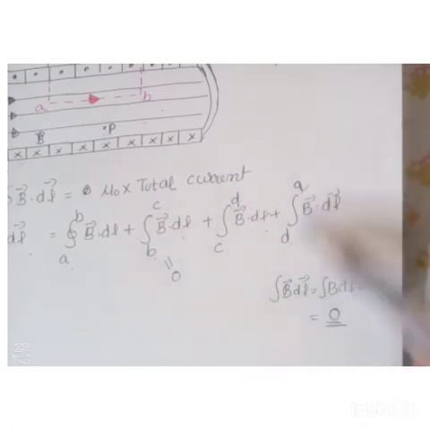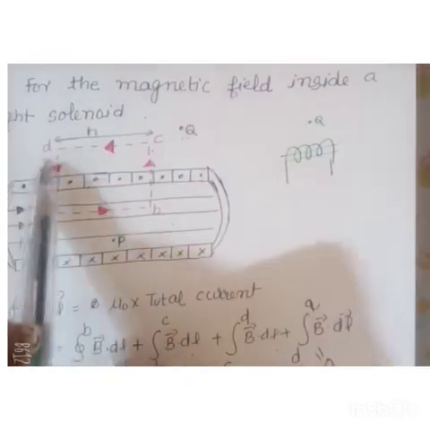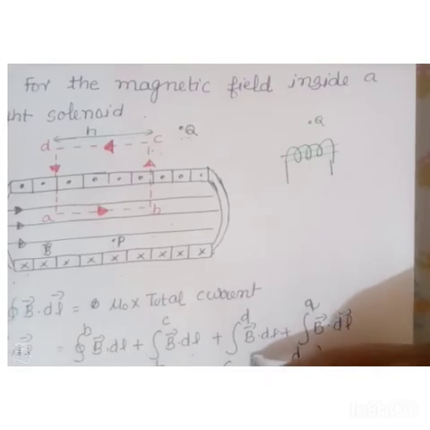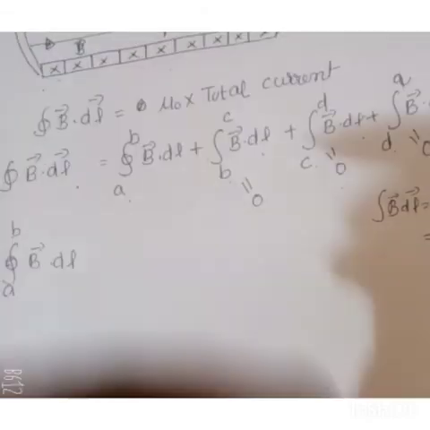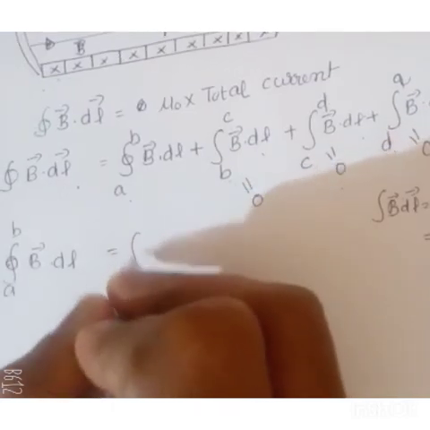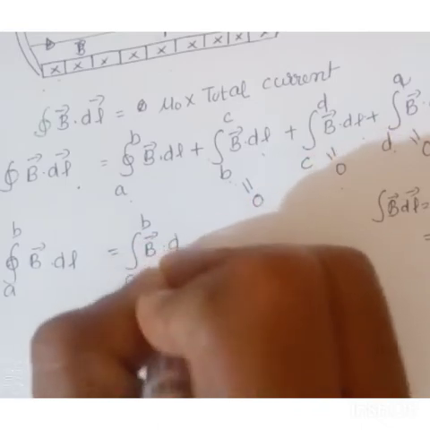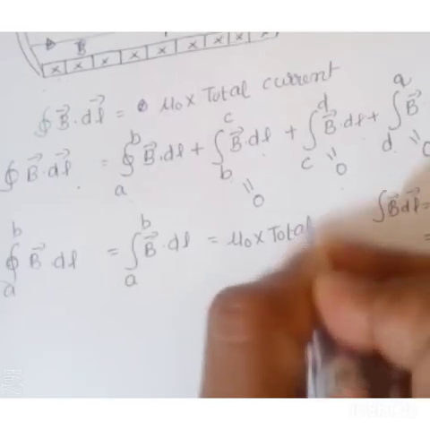So the integral of B to C, B dot dl is equal to 0, and D to A, B dot dl is also 0. Also, the integral of C to D is outside the solenoid, so it is again 0 because the magnetic field cannot exist there. So this can be written as the integral of A to B, B dot dl, which is equal to mu 0 into total current.